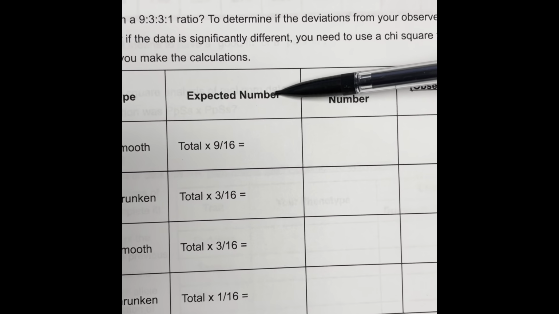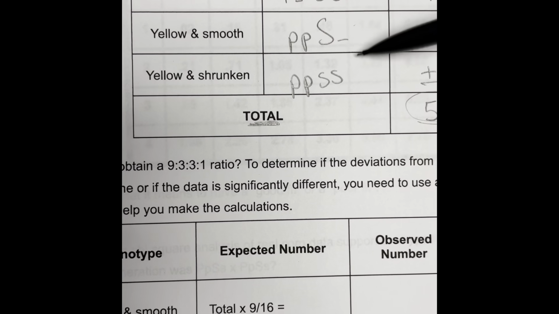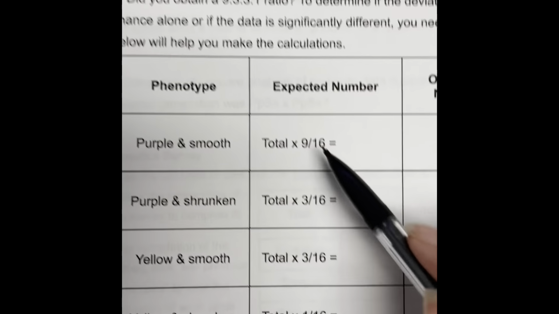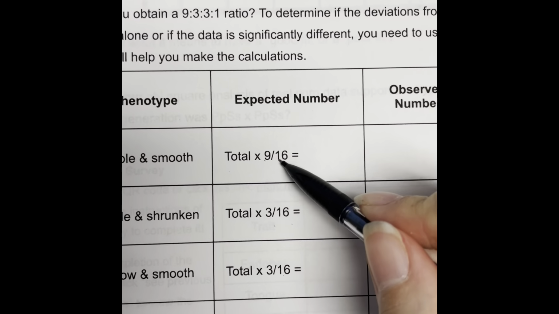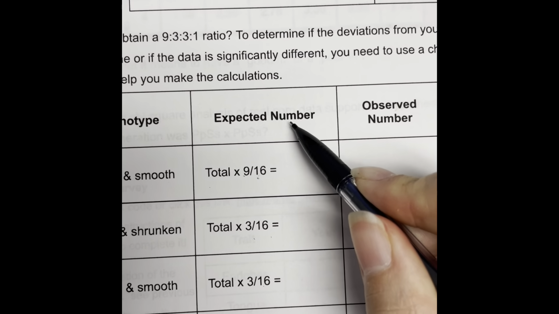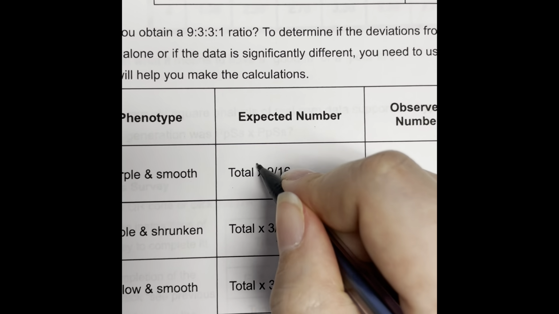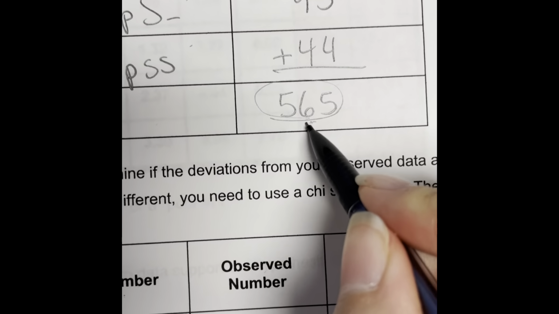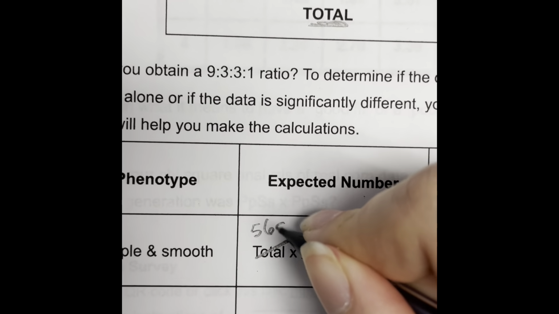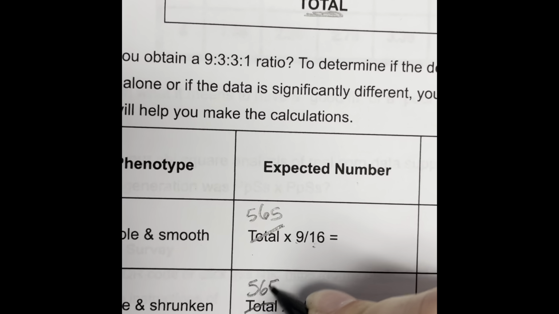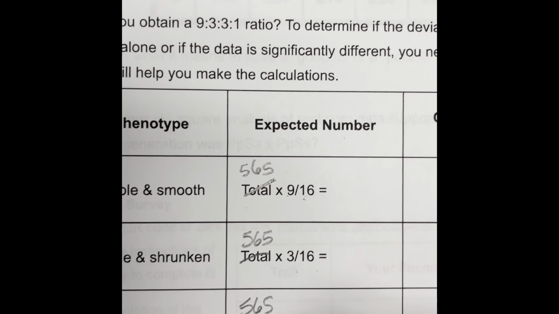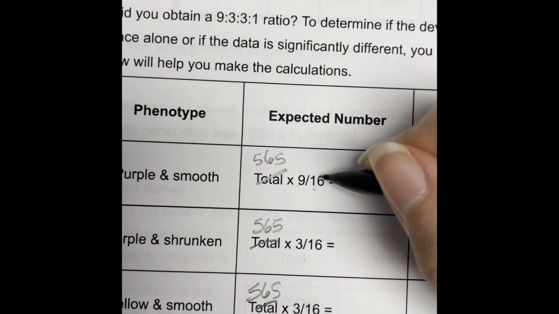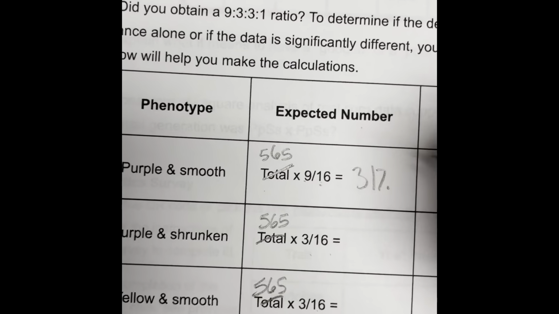So our expected number, on a previous page, we figured out the expected value for each of these categories, which was 9/16, 3/16, 3/16, and 1/16. So that's the expected frequency. If we want to know the expected number, we're going to have to multiply this by the total population, which we know is 565. So we just replace that number with 565 and then plug that into your calculator. Okay, so 565 times 9/16 is 317.8.